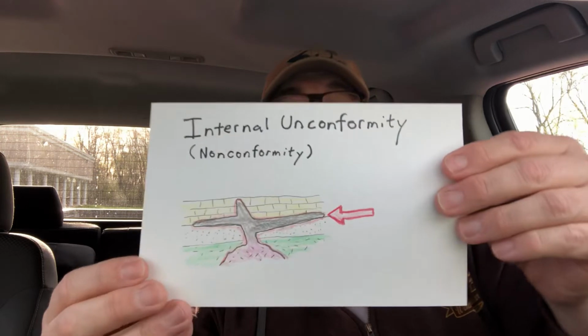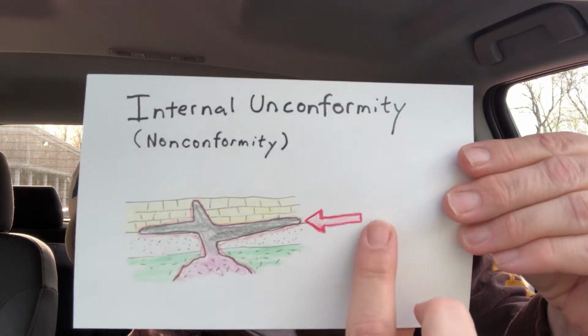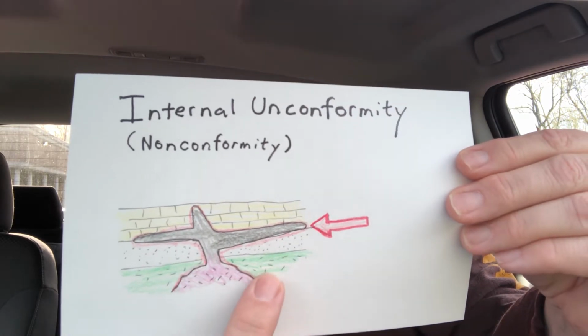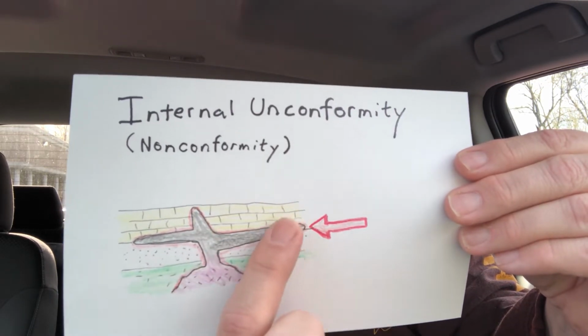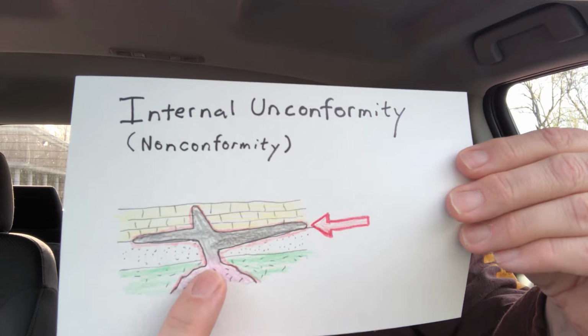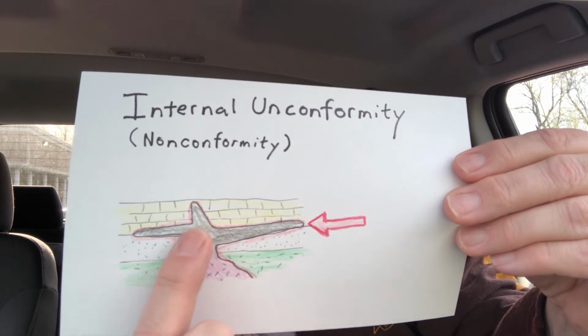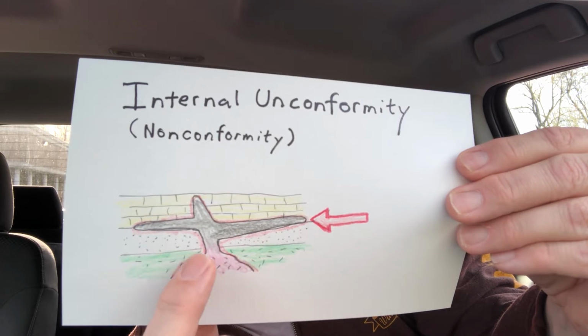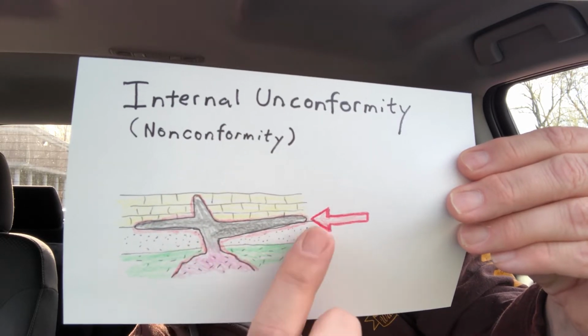So, okay, let's get to another one, a nonconformity. What's a subset of nonconformity? It would be an internal unconformity. Okay, and that's what I have depicted here. Here, red arrow, and this is going to be a little harder to follow because this unconformity follows this pink unit, then this gray unit. So this pink unit would be your plutonic rock, and this gray unit would be your dikes and sills. So it's a little harder to follow, because it's not just one line from side to side.